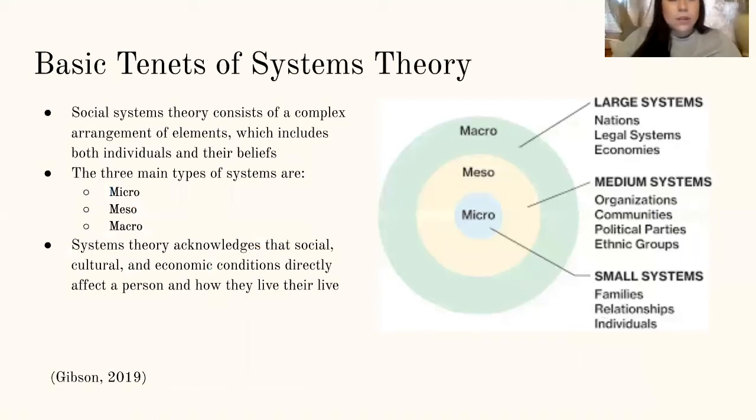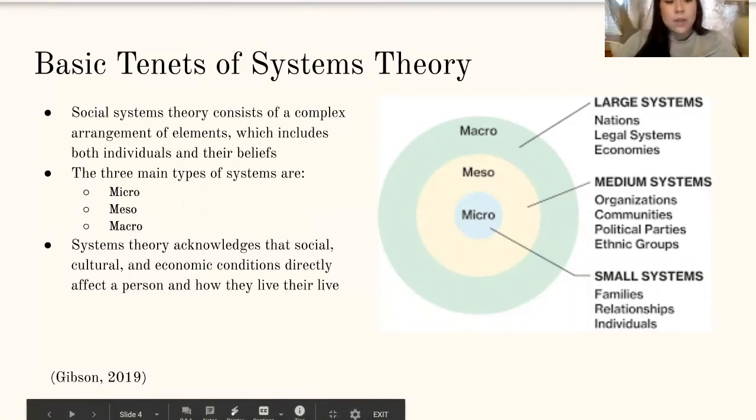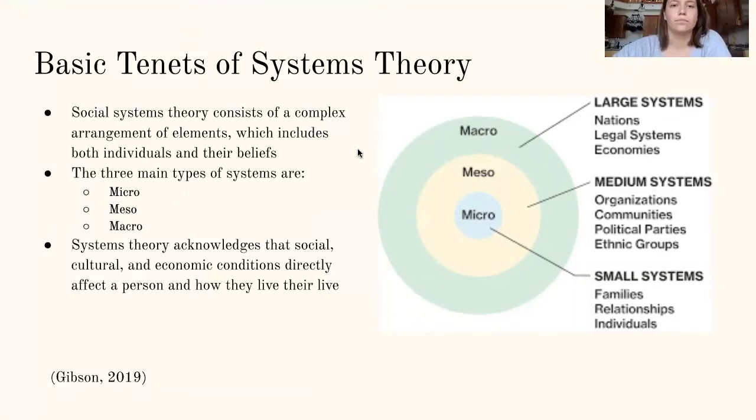Okay, so there are a few basic tenets of systems theory. Basically, social systems theory consists of a complex arrangement of elements, which includes both the individual and their beliefs. There are 3 different classifications of these for what we know today, and that's micro, meso, and macro. Micro would be your direct relationships. Meso would be larger organizations, communities, political parties, like the graph says. And then macro would be things that maybe aren't as easily seen, so legal systems, culture, things of that sort. But basically, systems theory acknowledges that social, cultural, and economic conditions directly affect a person and how they live their life.